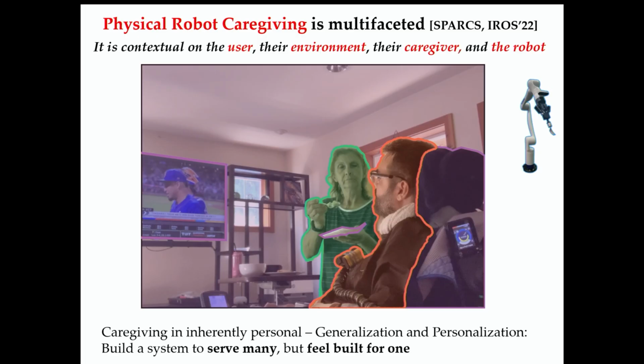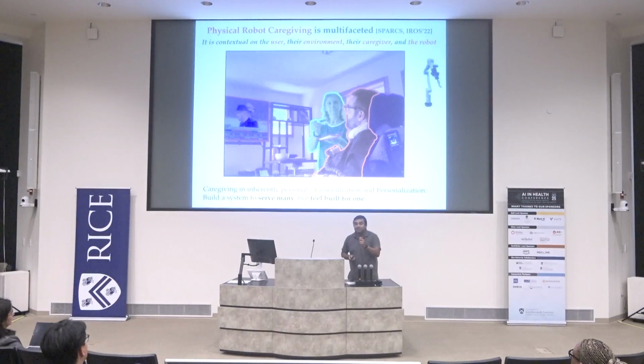Now, in general, as roboticists or computer scientists, our grand vision is to build Rosie the robot, a robot that can generalize to every task that there is. But if you think from the caregiving perspective, for a user to actually accept this robot as a part of their daily life, it needs to feel very personal. The user needs to feel like the robot is built for them. And there is this very interesting trade-off between generalization and personalization that you need to think of. That makes it, again, very challenging.